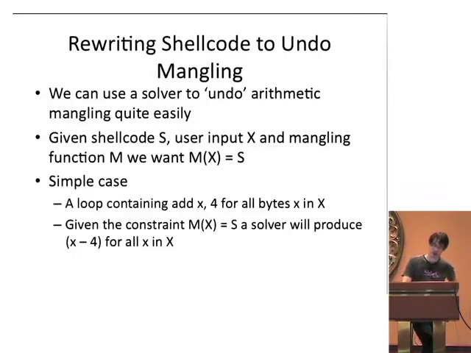So in this case, if you have an add 4 and you pass this off to a solver where your output constraints are that the output should look like my shellcode, whatever bytes it happens to be, your solver will give you back every byte in the shellcode minus 4, which when passed through this mangling loop will obviously equal your output shellcode.